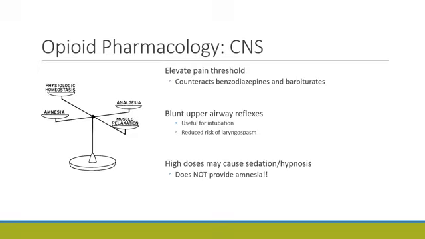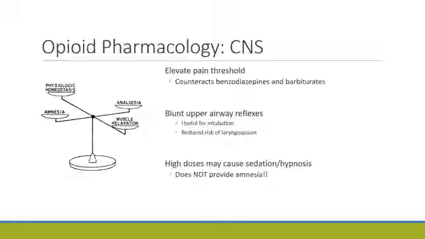Now, the reason that we like to give these medications is not only to reduce the patient's perceived pain when we're providing some sort of pain-producing surgery, but also a lot of the medications that we give to produce sedation and cause amnesia can lower the threshold slightly. And so these opioids counteract the activity of our benzodiazepines and barbiturates.